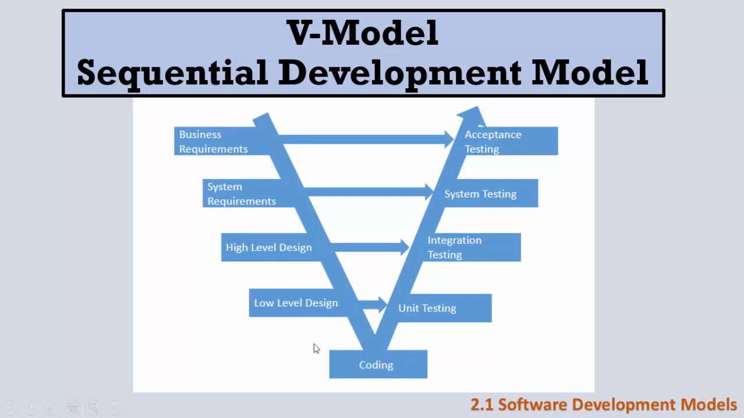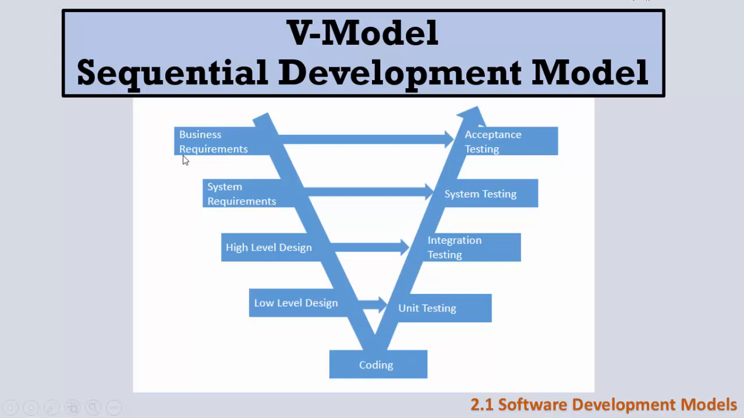When we finish the low level design, we can begin coding. These on the left are development activities. Here in the V model, each development activity has its counterpart on the right, okay? Each development activity has a corresponding testing activity.